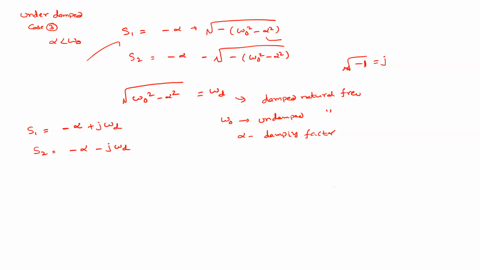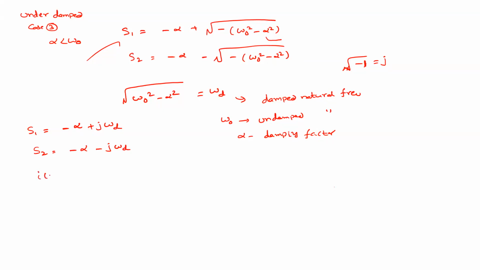It is supposed to be i, right? But in electrical terms, instead of i we usually use j. So that's why it is minus alpha plus j omega d and minus alpha minus j omega d. Understood? Right. So what is the next step?